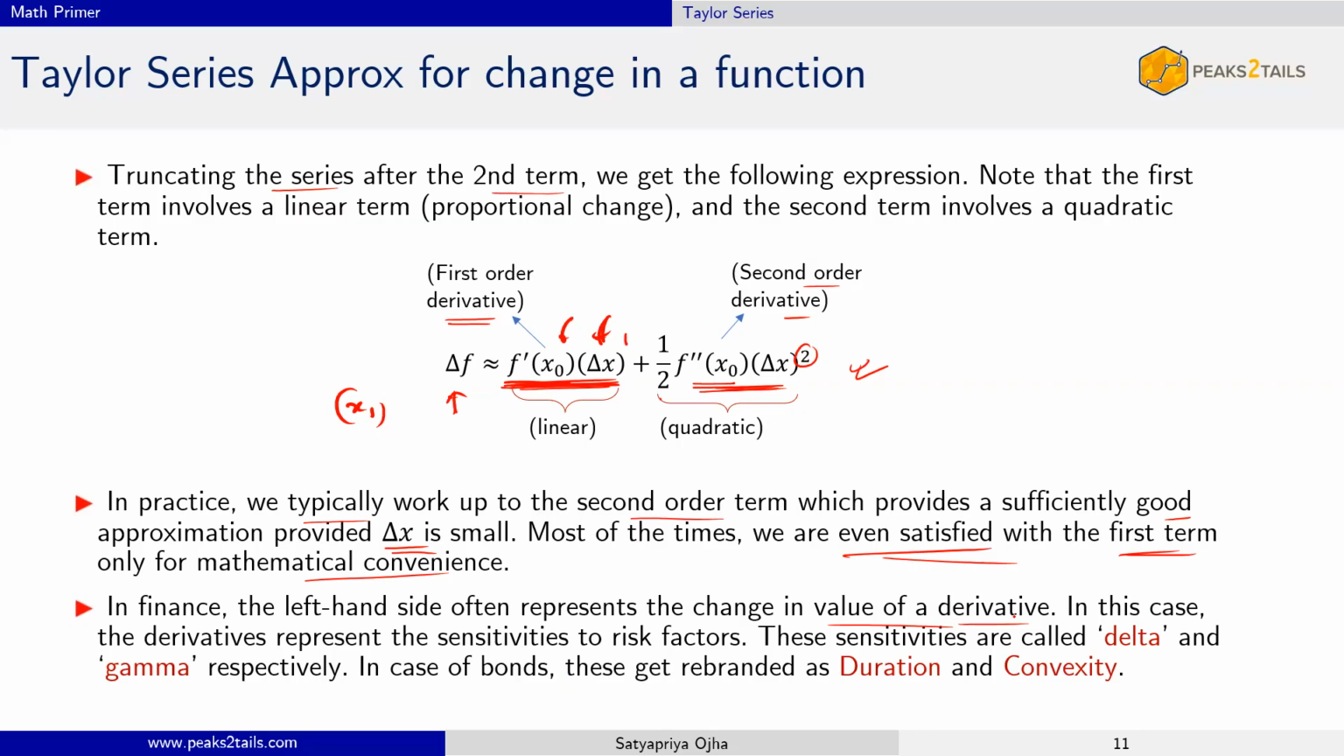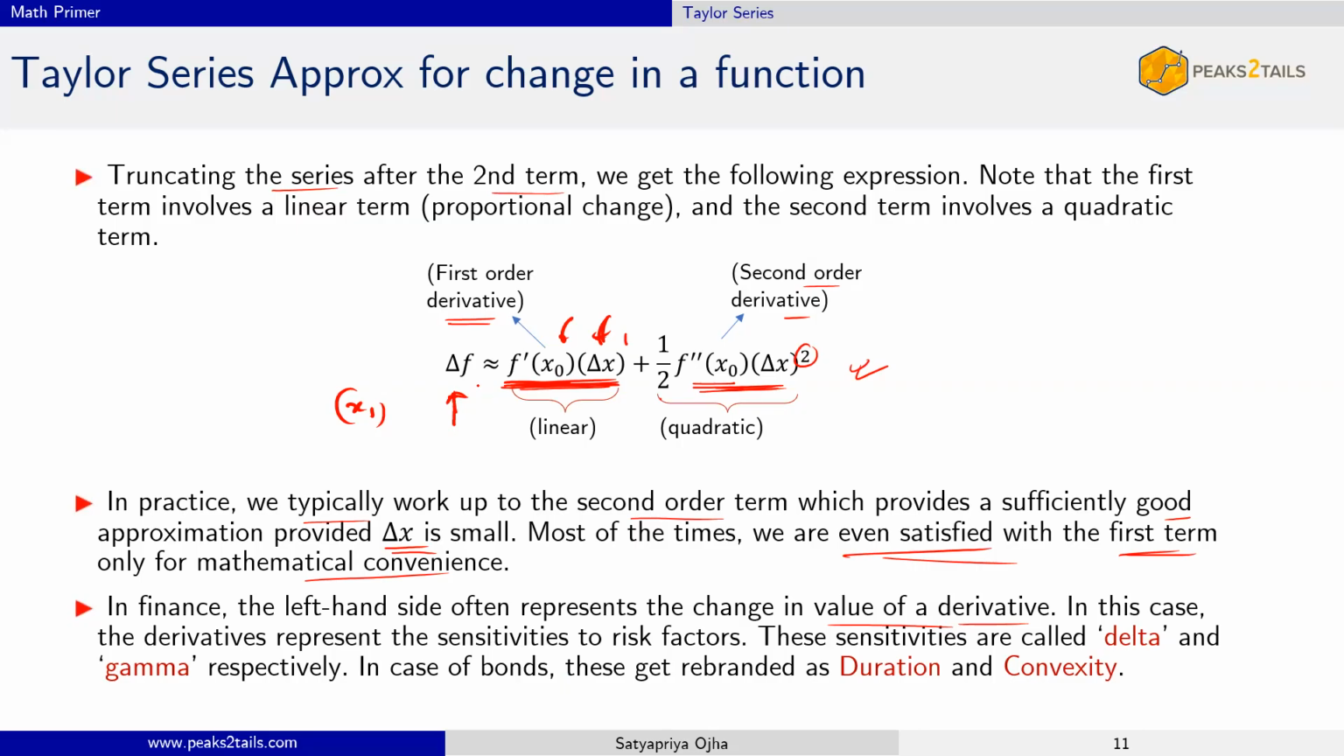There is an inverse relationship. If yield goes up, bond price goes down, and vice versa. So in a financial context, the left-hand side would pretty much always involve the change in value of a derivative.